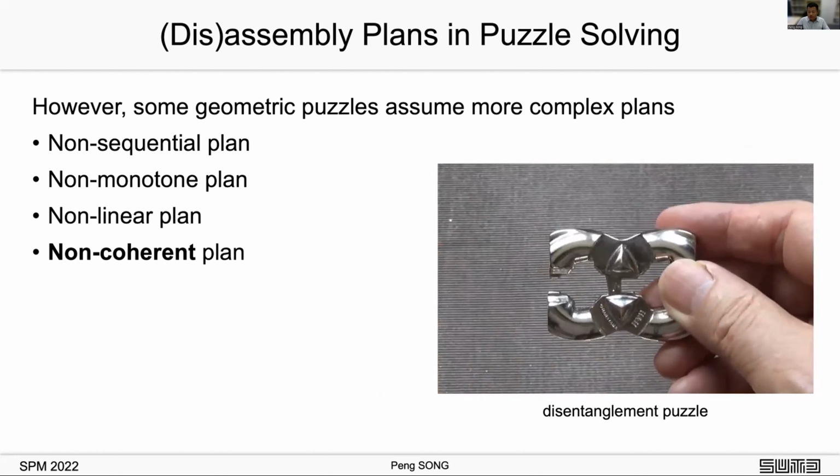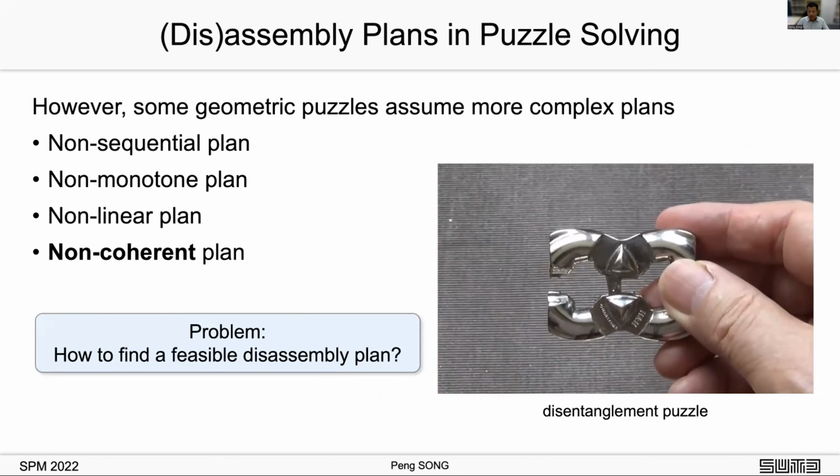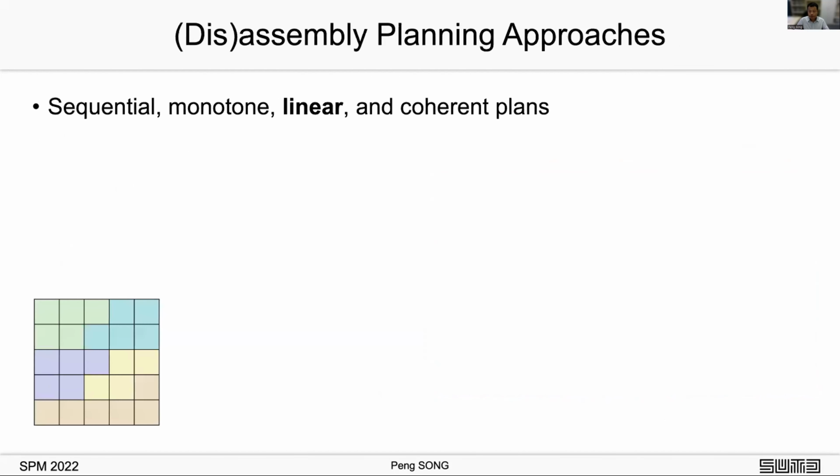So now we know that solving geometry puzzles requires finding different kinds of disassembly plans. But how can we find a feasible disassembly plan by using computers? We take this 2D puzzle as an example to illustrate how to find a sequential, monotone, linear, and coherent disassembly plan. Since the disassembly plan is linear, it means that we are allowed to move a single puzzle piece at a time.